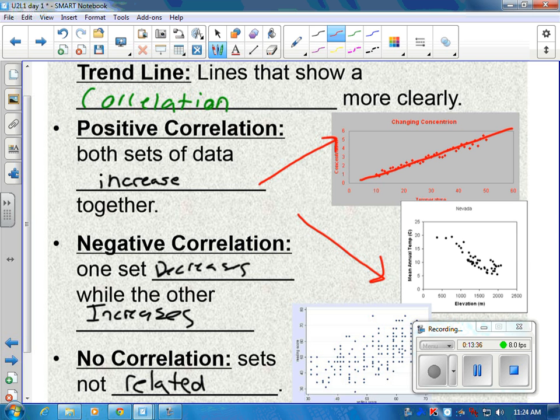We call it a line because we are drawing a line. We don't want it to curve. We don't want it to have angles. We just want to draw a straight line. So I can draw this trend line. I can draw a trend line in this graph, just going right through the middle of all those points.